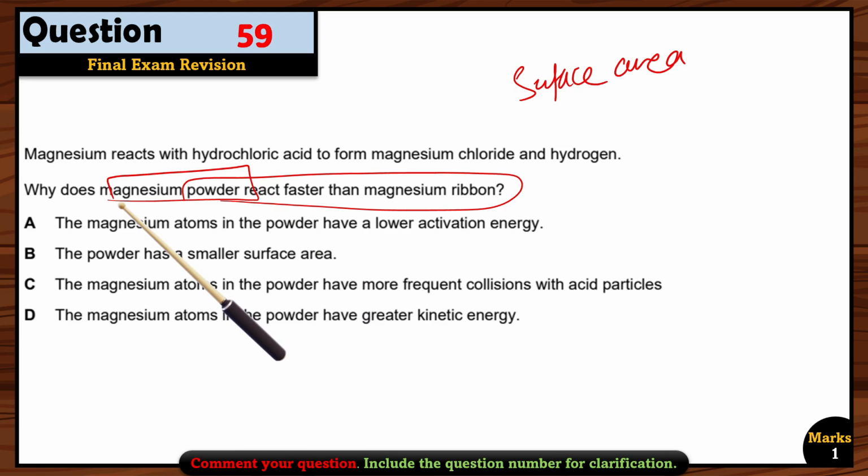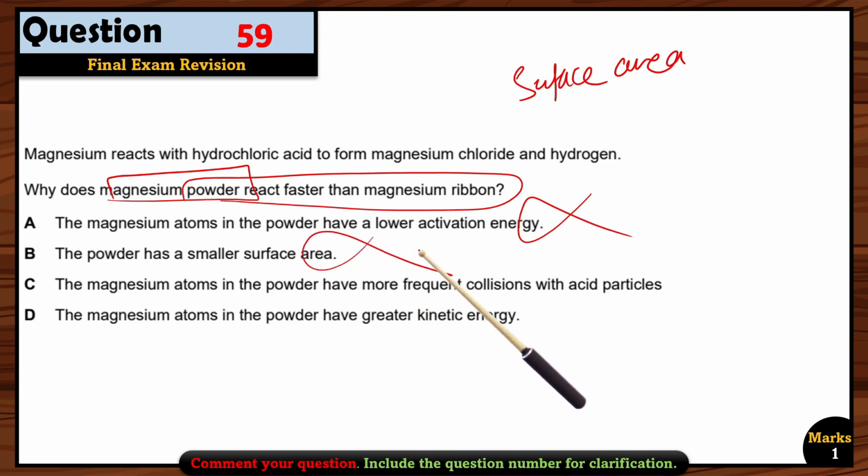Why will the rate of the reaction be higher if there is a large surface area? It means more particles will be exposed to the other reactant for the reaction. Now we can see the options. The magnesium atoms in the powder have nothing to do with the low activation energy. The powder has a smaller surface area is again wrong, because the powder has the larger surface area, which is why the reaction has a higher rate.